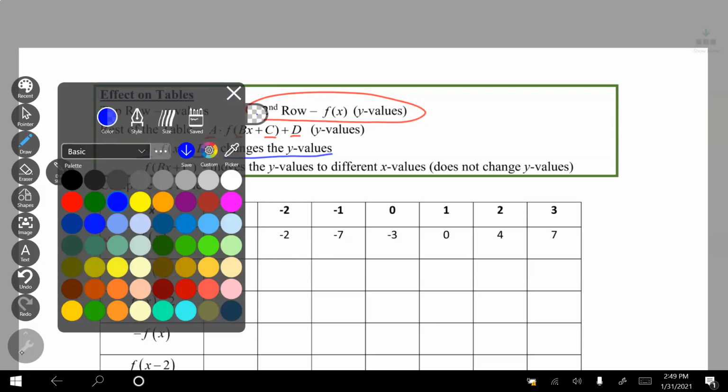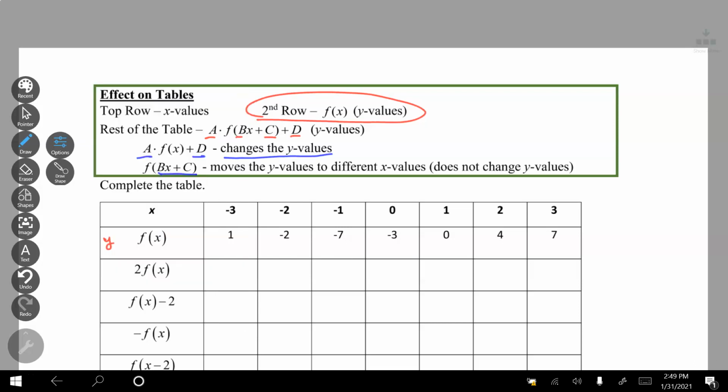If I have a B and a C, the B and C are inside the parentheses. They will change x values. That means these y values that I have here will stay exactly the same. They do not change. They will be relocated to a different square. They're going to change in location.